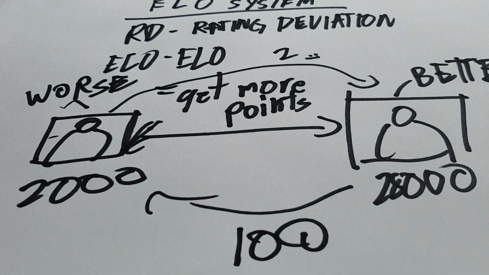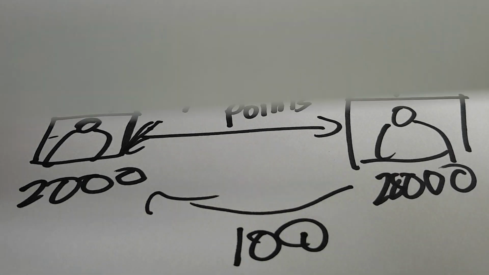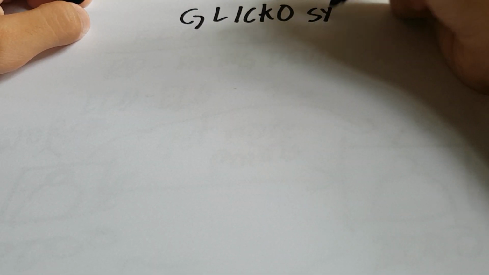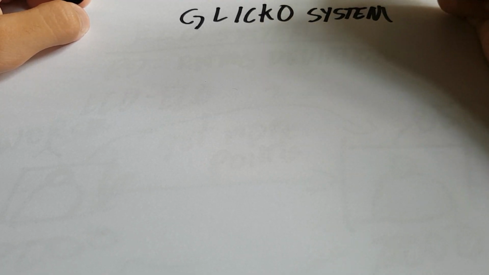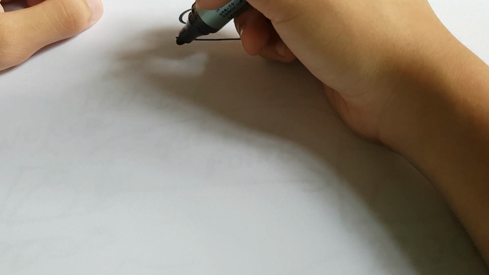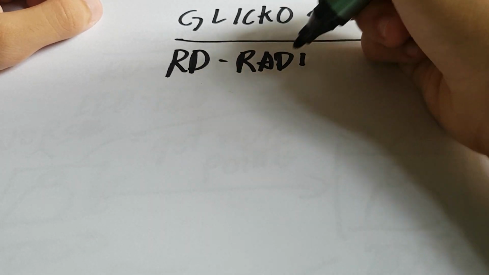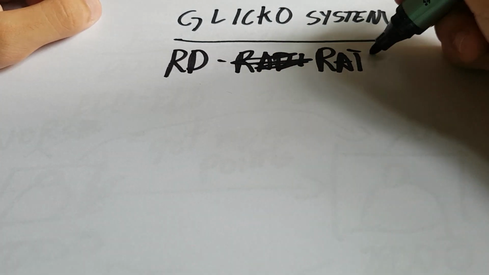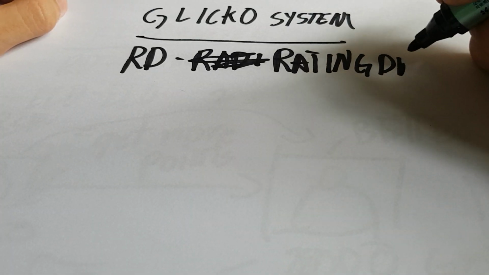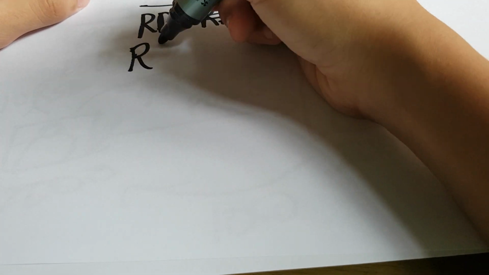But as of now, the ELO system is usually outdated, so they made a new system called the GLICKO system. Now, the GLICKO system, it's GLICKO. And basically, you also have the rating deviation, and also there's something called the rating volatility.